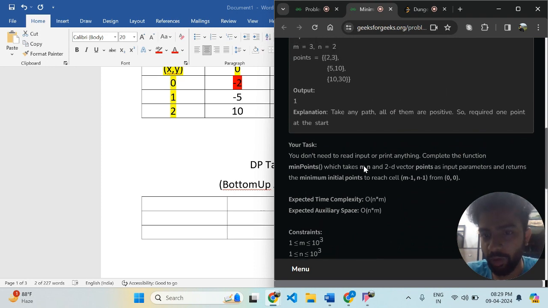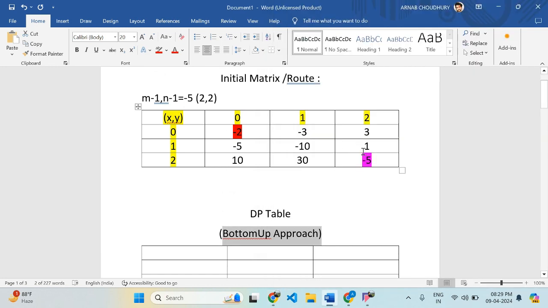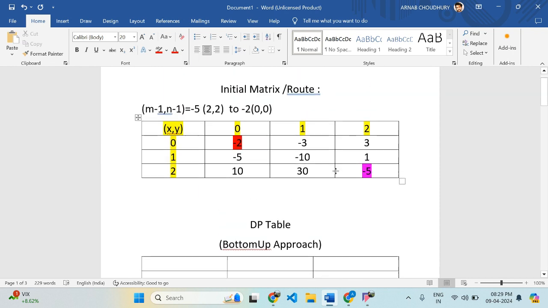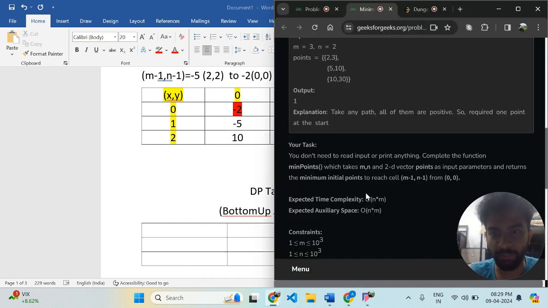We don't need to read or print anything. We have to complete the function which takes m and a 2D vector points as input parameters and returns the minimum initial points needed to go from this cell to this cell, starting from 0. In order to reach this cell, which is the m minus 1, n minus 1 cell, we need the minimum points, starting from 0 comma 0. And this is a bottom-up approach of a DP table. So let us calculate the DP table first, only then can we solve this problem.